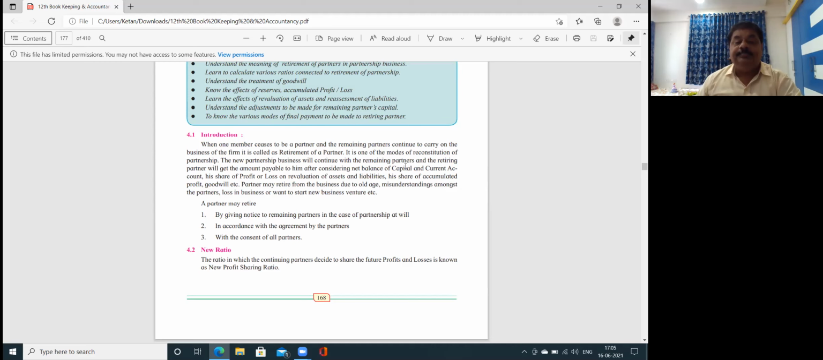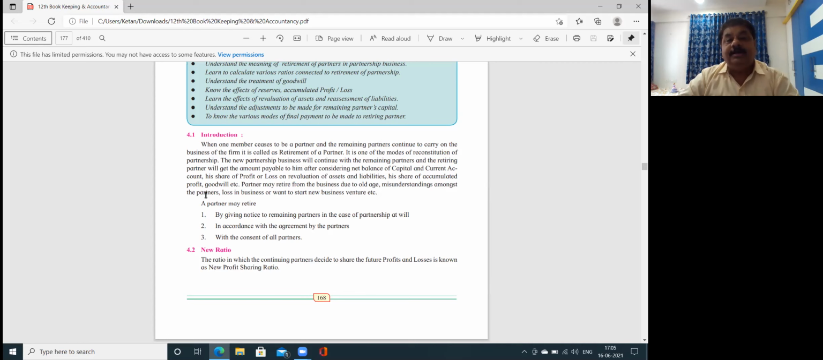It is one of the modes of reconstitution of the partnership. The new partnership business will continue with the remaining partners and the retiring partner will get the amount payable to him after considering the net balance of capital account and current account, if any, then the share of profit or loss on the revaluation of assets and liabilities, and the share of accumulated profits. What do you mean by accumulated profits? General reserve and reserve fund are the best examples of accumulated profits.